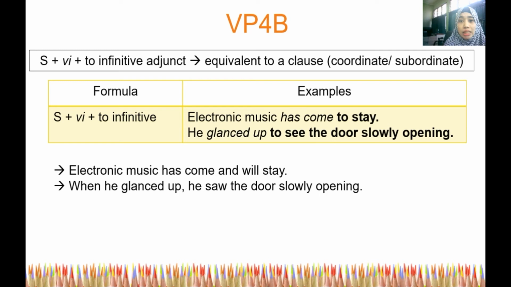Next one, he glanced up to see the door slowly opening. He is the subject, and then glanced up is the verb, and then to see the door slowly opening is the to infinitive. The form of the sentence here can be changed into a subordinate form, which is when he glanced up, he saw the door slowly opening, like that.